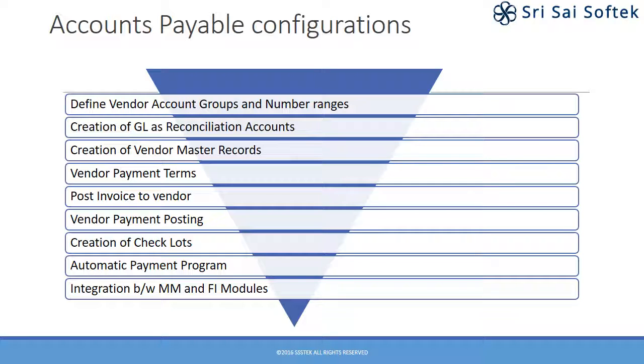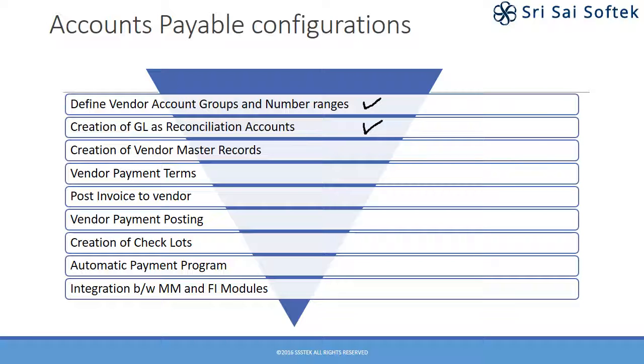The major configuration issues that we are going to learn for accounts payable are as below. First of all, we need to define vendor account groups and number ranges. This means we need to classify the vendors into several groups and assign number ranges for these groups. Number ranges can be internal or external. By number range, I mean once I create a vendor in this group, the number range assigned to that will be picked for numbering the vendor.